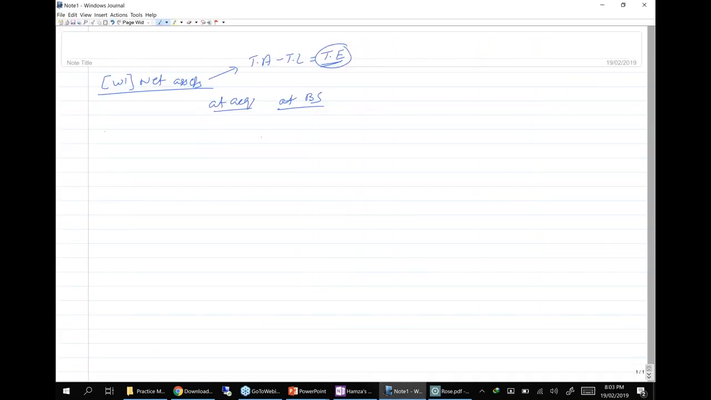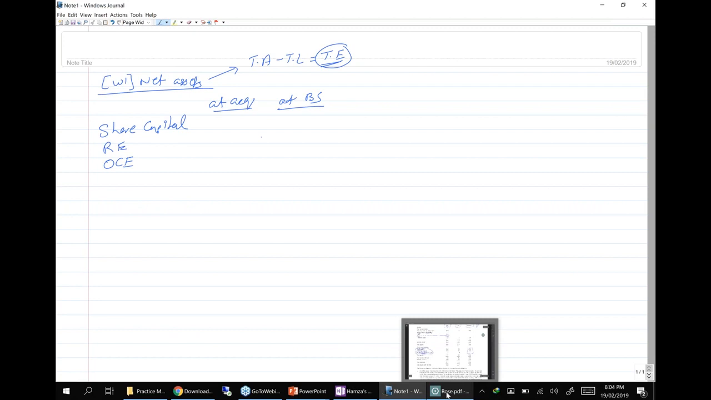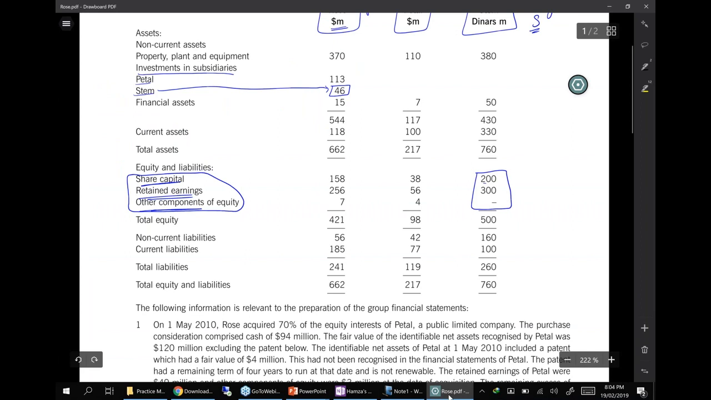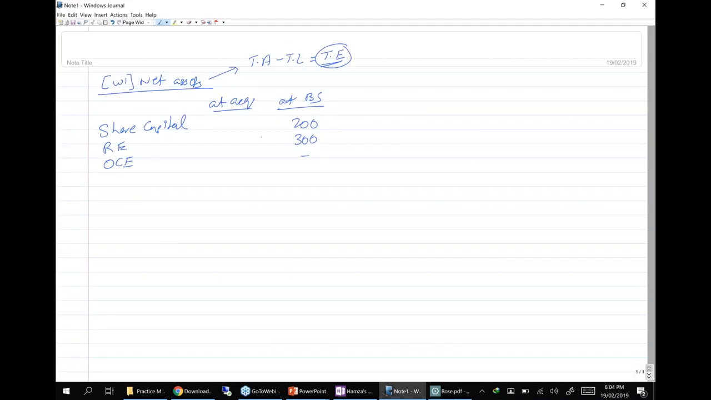So I'm writing share capital, retained earnings, and the other components of equity. These values are 200, 300, and 0. So at balance sheet date, the share capital is 200, the retained earnings are 300, and the other components of equity are 0. We are going to write the net assets at the balance sheet over here. Harsh, are you getting this? Similarly, the share capital at acquisition was the same 200, but the retained earnings and the OCE will be informed by the question.